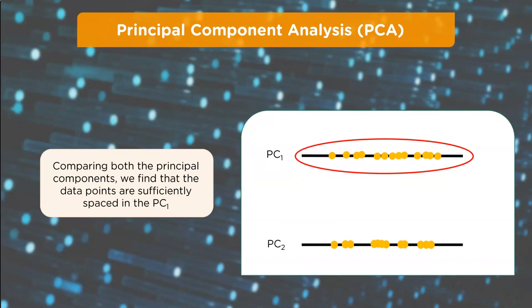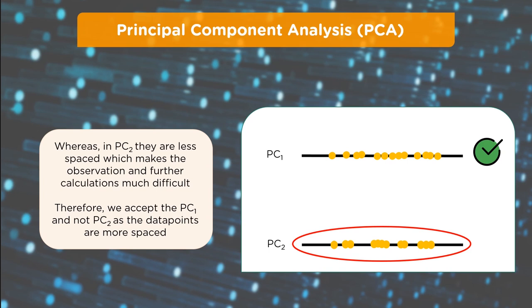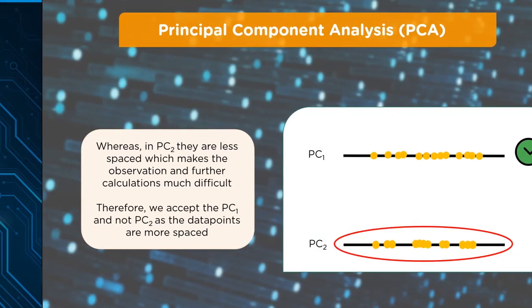What is going to give us the best look at these data points when we combine them? And we're looking at them from just a single angle. Whereas in PC2, they are less spaced, which makes the observation and further calculations much more difficult. Therefore, we accept the PC1 and not the PC2, as the data points are more spaced. Now, obviously, the back-end calculations are a little bit more complicated when we get into the math of how they decide what is more valuable. This gives you an idea, though, that we're talking about perspective, which helps in understanding how PCA analysis works.